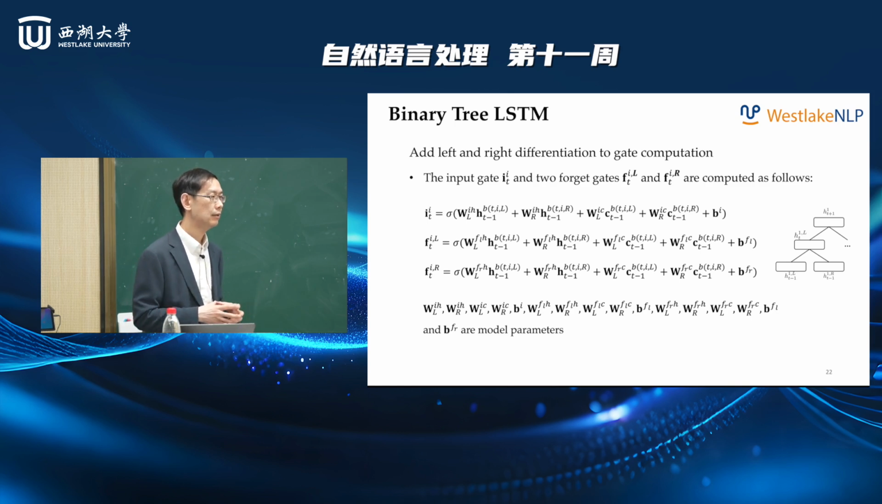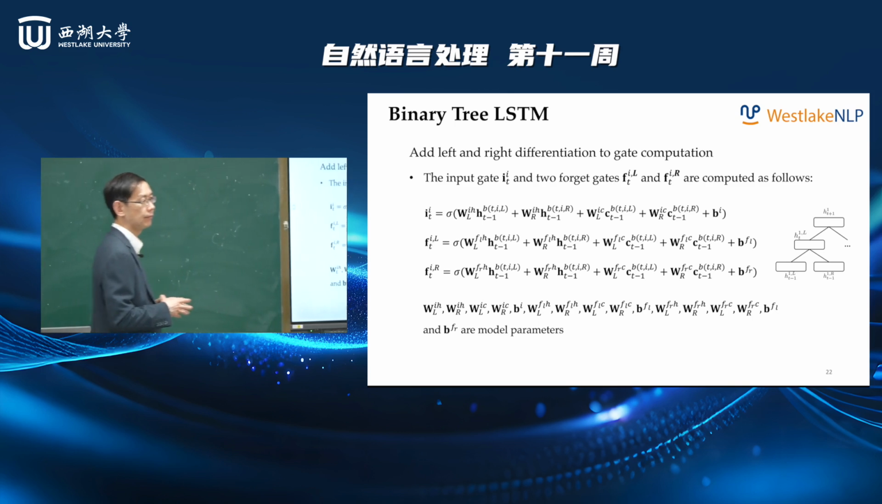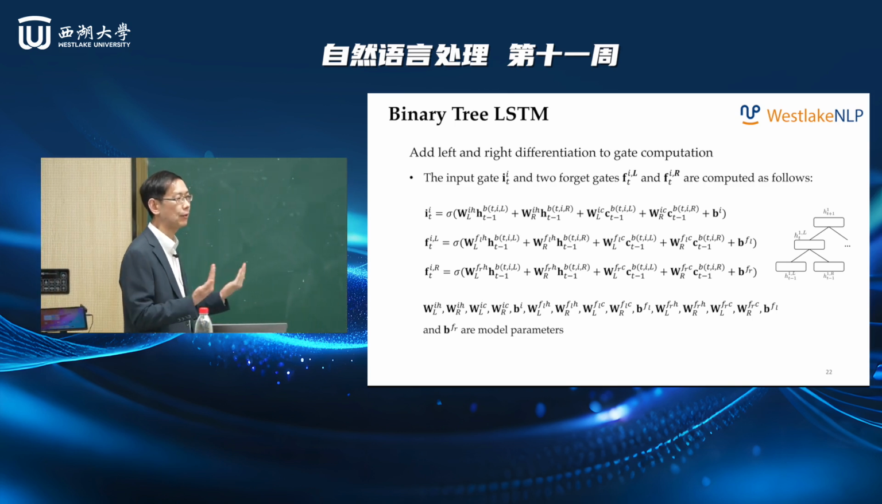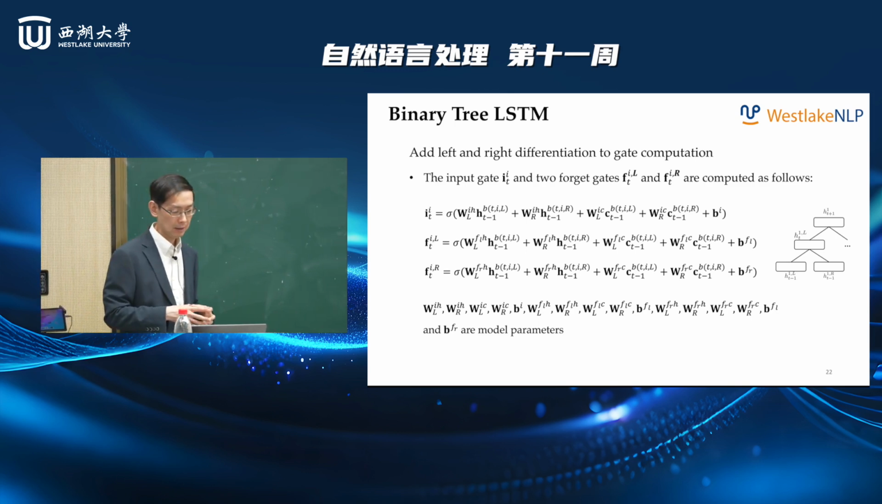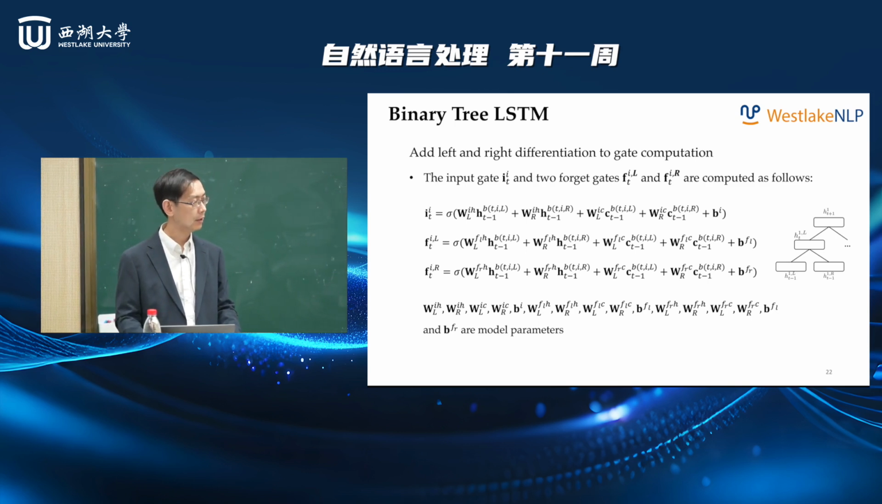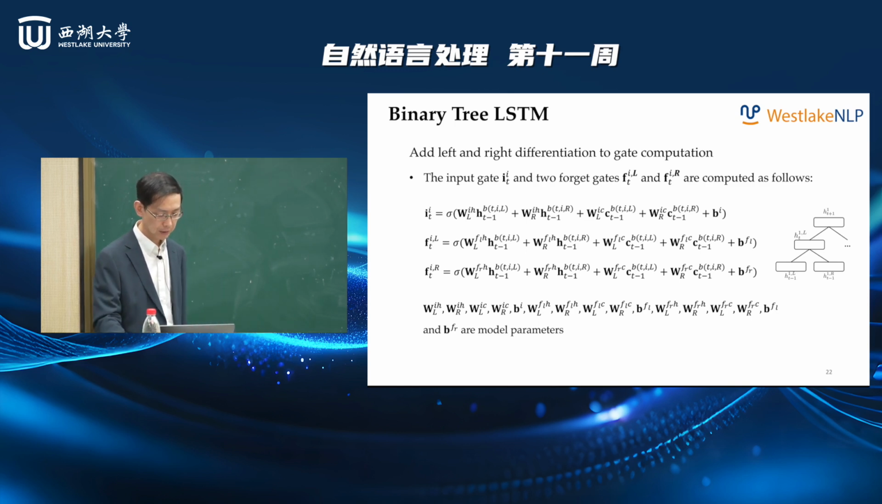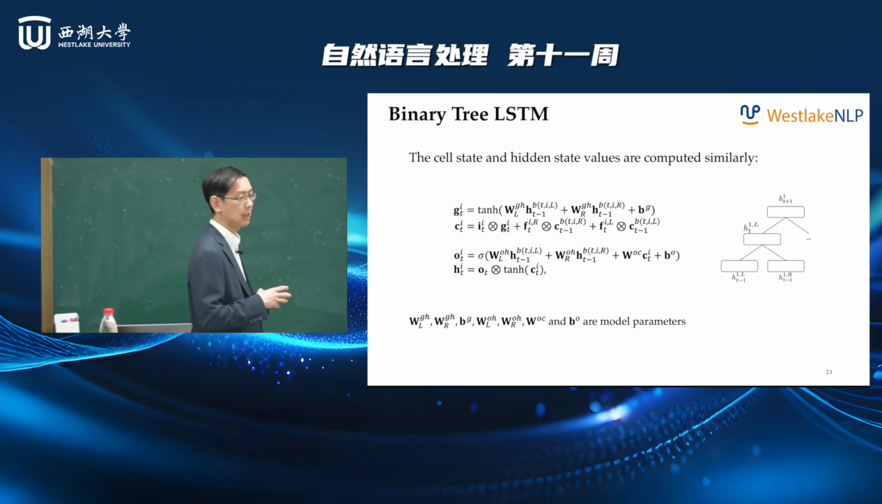Why am I able to do that? It's because I know there are only 2 children. If I don't know the number of children, I cannot have a separate W for each of them. I have to aggregate them, or I have to use the same W for all of them. So this is the only difference. You can have a different model parameter when we calculate the gate values for each child. And the remainder of this binary tree LSTM is boring. It's the same as the child sum LSTM.